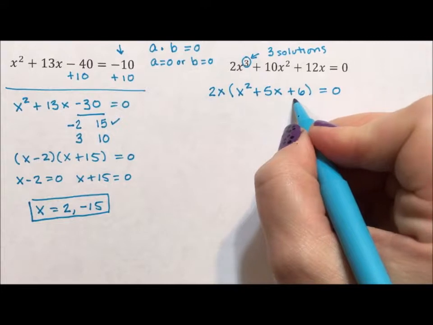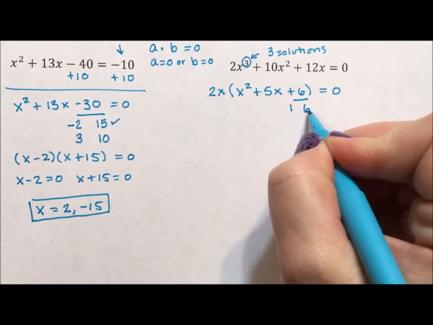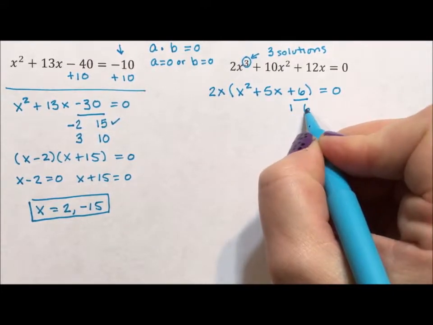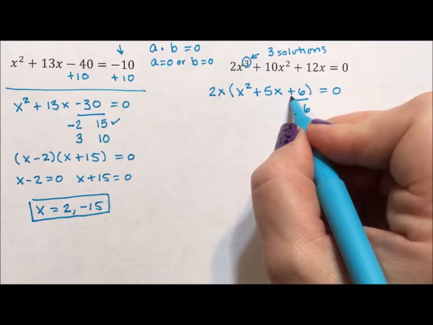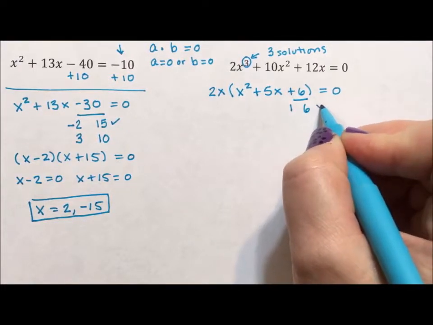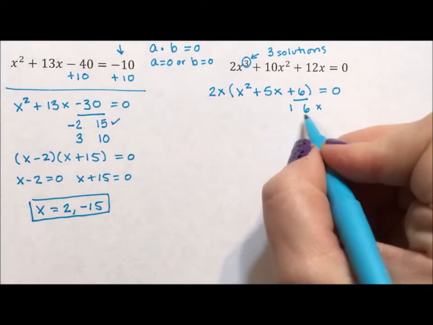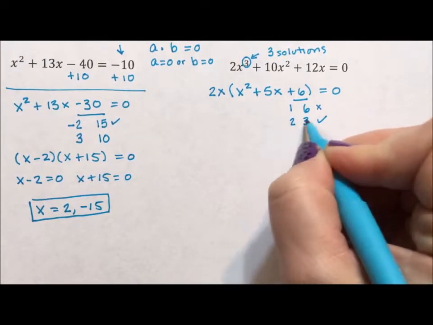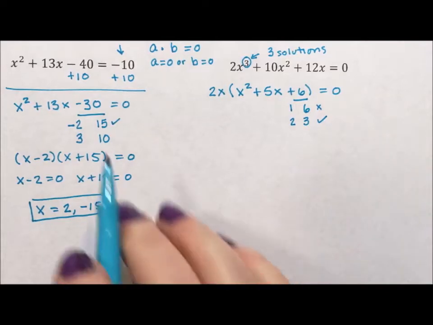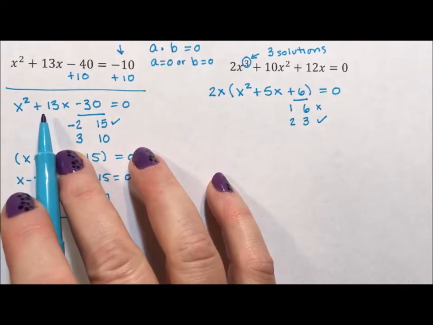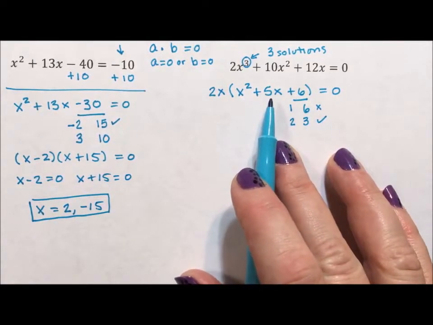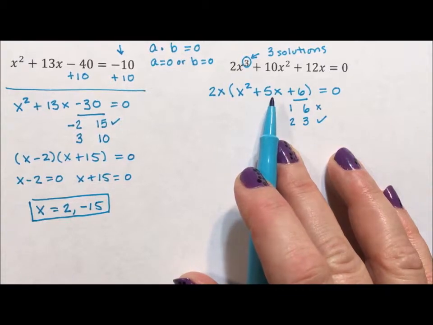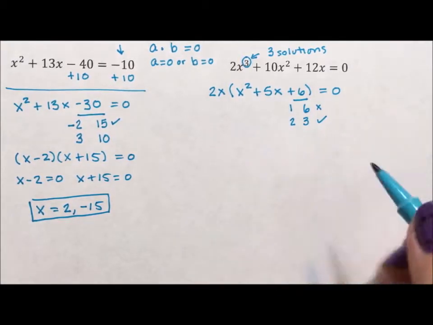Here's another situation. 1 times 6 could get us to 5 if the 6 was negative. This one isn't going to work this time. We're not getting there through subtraction. 2 times 3 will get us to 6 as well, as long as we're adding them to get to 5. So just like this 30 had 2 ways to get to 13, this 6 has 2 ways to get to 5. Again, you need to be very careful about your signs.